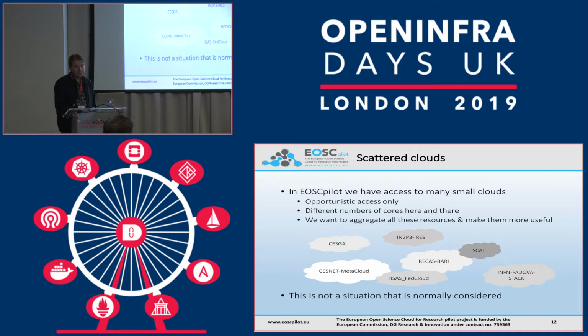So we have access to many small clouds, opportunistic access only, with different numbers of cores here and there. Other science demonstrators just picked 1 or 2 clouds, or even their own cloud, and made use of that to keep things quite simple. But we thought it would be much more useful if we could find a way to aggregate all these resources, and that would make them more usable and useful to users. So the users didn't have to try and find which clouds have free resources. They could just run their jobs, and that would be taken care of. I don't think it's a situation that most people normally consider.